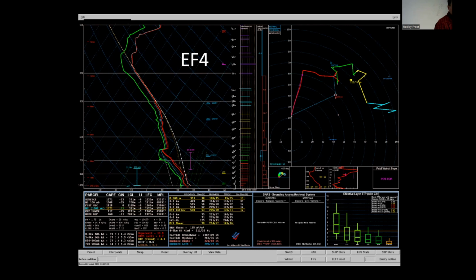This is actually one of the two most intense tornadoes on record in the state of South Carolina. Do you know what time of day this is? This is a 12Z sounding, April 12th or 13th of 2020, during the pandemic. So this was the EF4 northwest of Charleston, South Carolina, in the morning. I was working the midnight shift when this one happened.